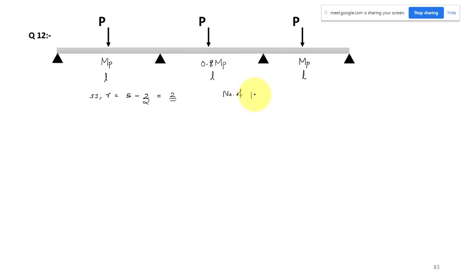Then next we have to find the number of possible plastic hinges. For that we have to see the moment diagram. So your bending moment diagram will be like this. This is the simple supports A, B, C, D.